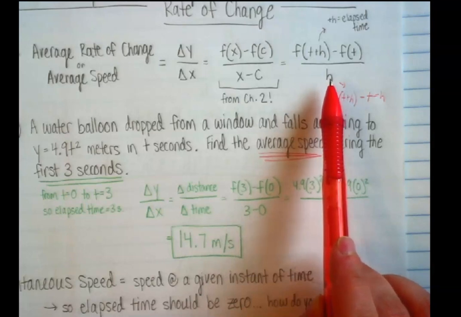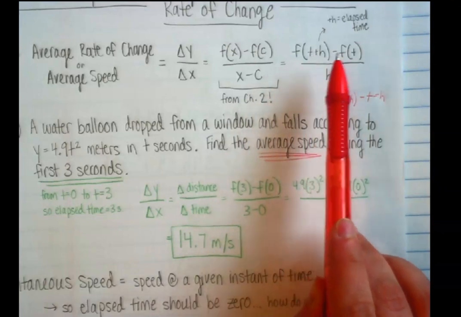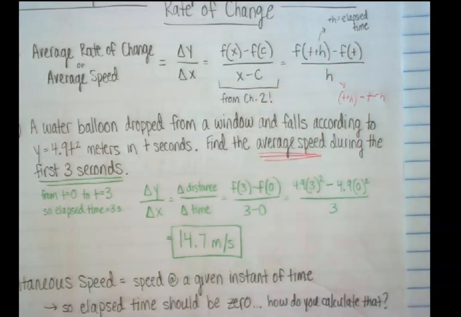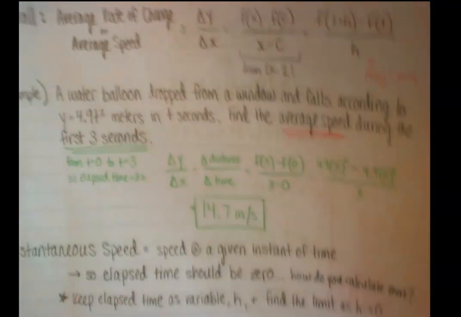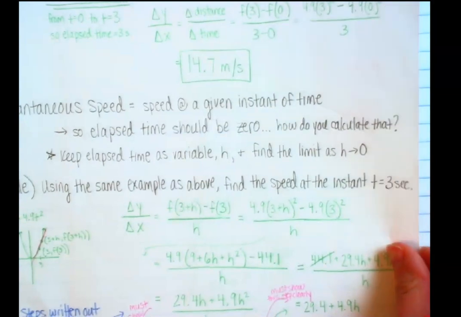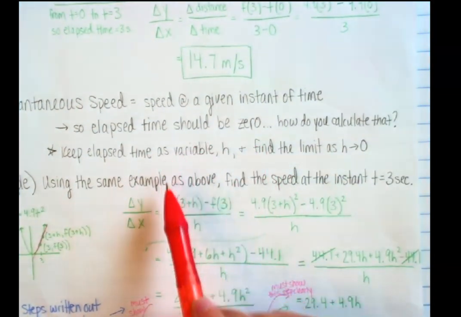We're going to keep it as h. And then after we've plugged in our specific instant of time, we're going to calculate the limit as h approaches 0. All right, so that's the work we've got showing here. Again, find the speed at the instant t equals 3 seconds.